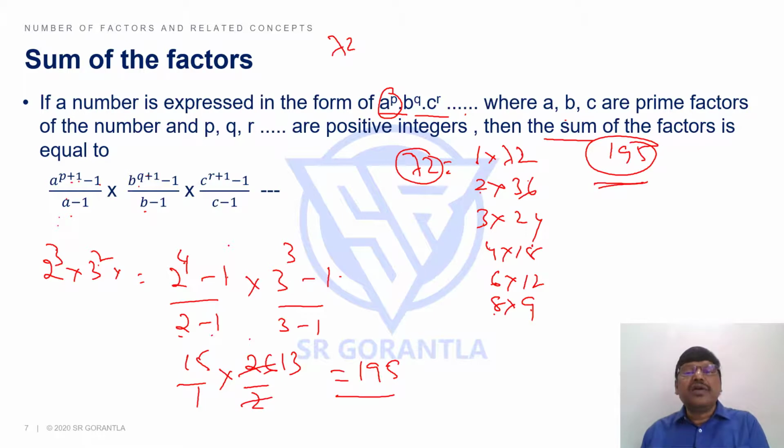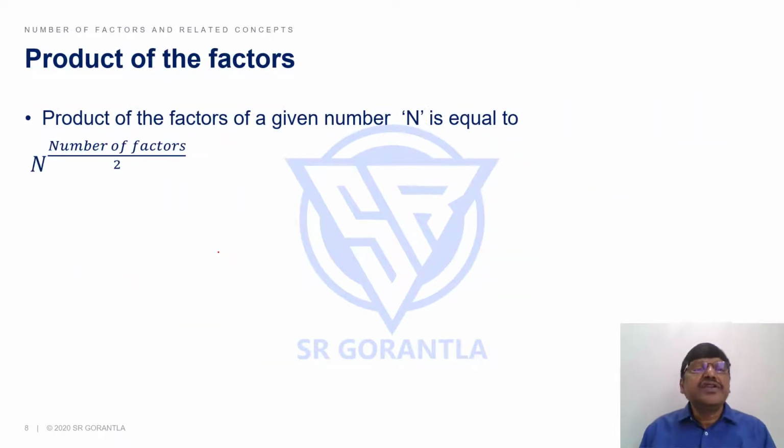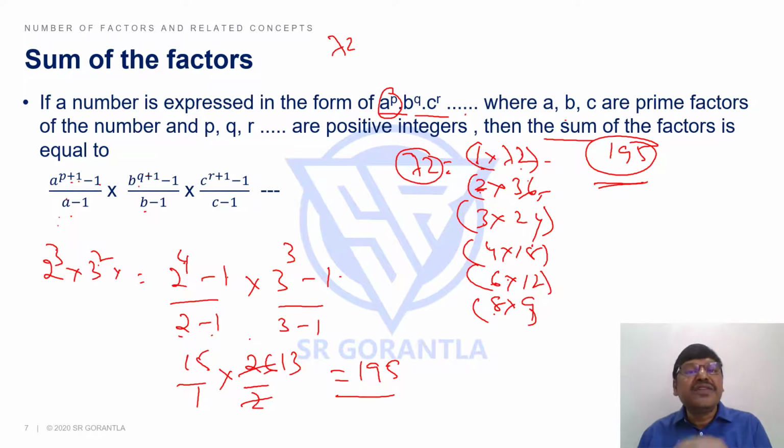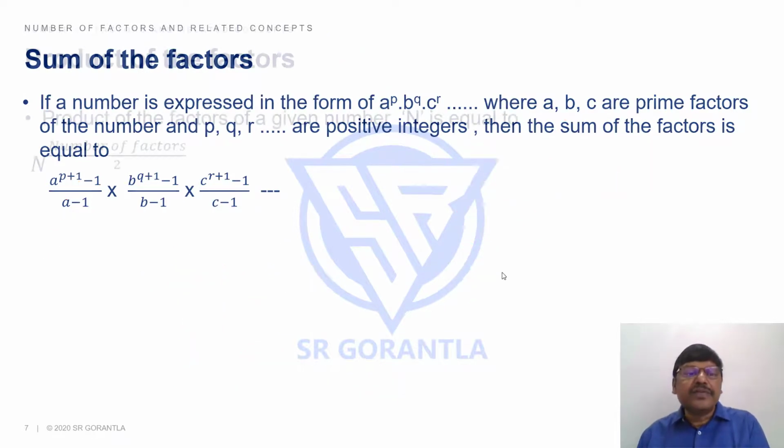Let's take a snap and then come to the next one, please. Next one is, students, product of the factors. Product of the factors is nothing but is explained by the formula n power number of factors by 2. Students, if you look at this, what is product of all the factors means I have to keep on multiplying all of them. If I multiply all of them, what happens, students? 1 into this, this. 72, how many times you get? 6 times. That's nothing but 72 whole power 12 by 2.